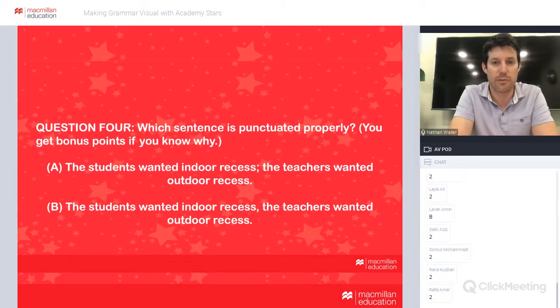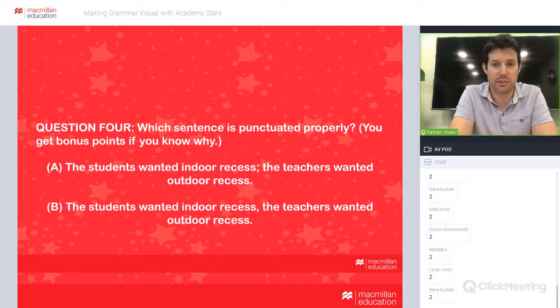We're all doing well at the moment, 3 out of 3. Which sentence is punctuated properly? And an extra bonus point if you know why. A or B: students wanted indoor recess, the teachers wanted outdoor recess. Again, nice and easy this, I think. A or B?